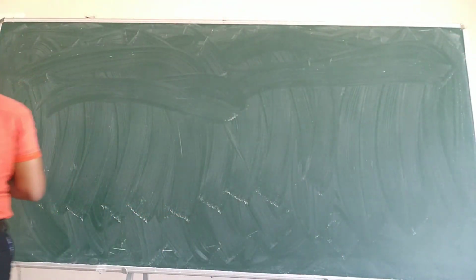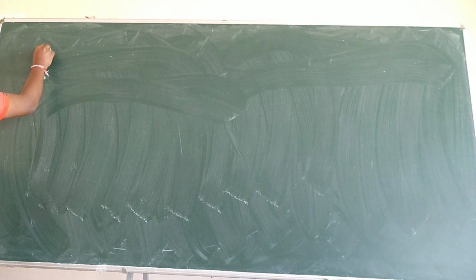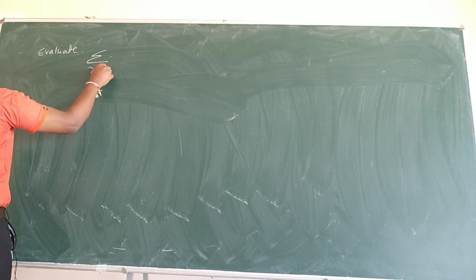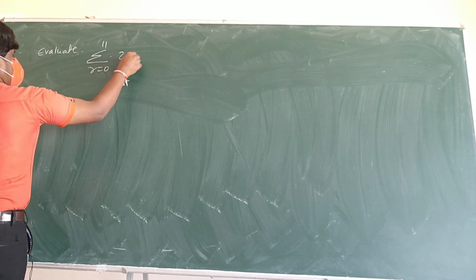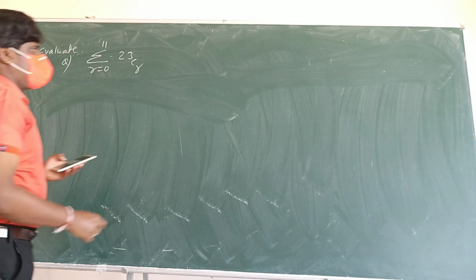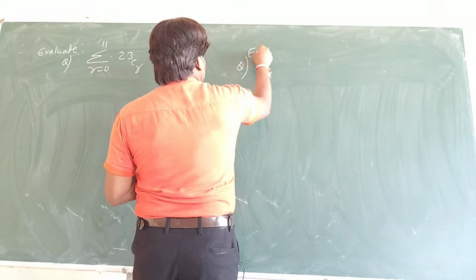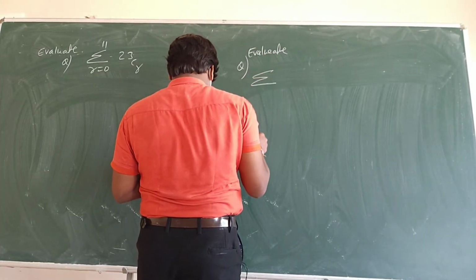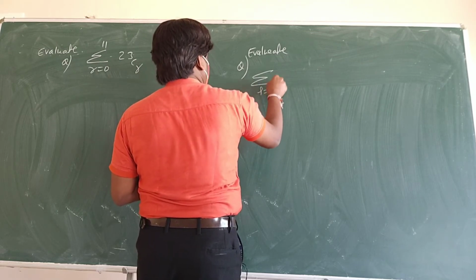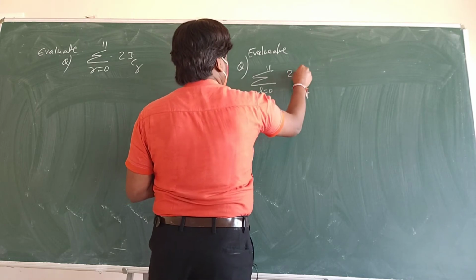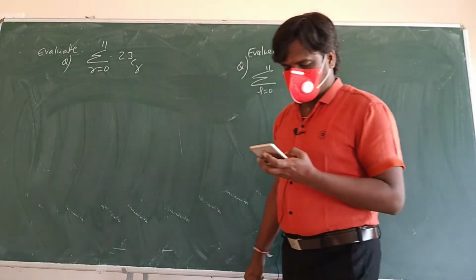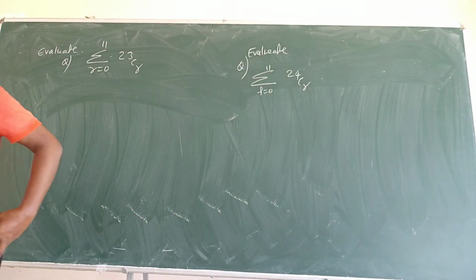Question is evaluate sigma r is equal to 0 to 11, 23 Cr. This is one question. Second question is evaluate sigma r is equal to 0 to 11, 24 Cr. Okay, now let's start.